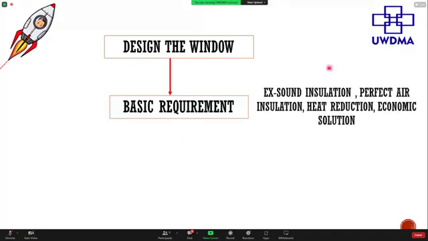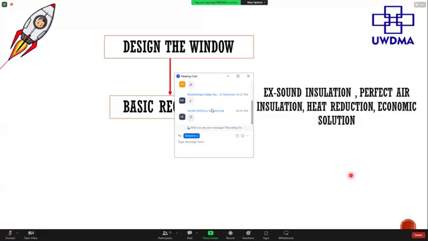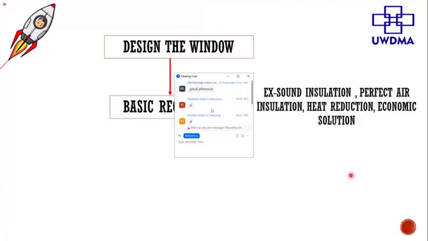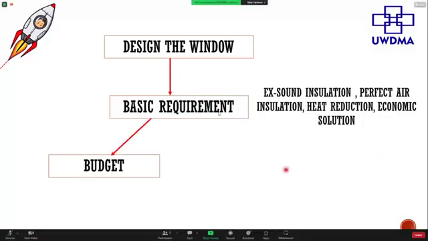For that you must know the basic requirements of your client. You can't suggest anything to your client, or just make anything according to you because you have an opening. That won't be preferred. So for designing a window, firstly you need to communicate with the client. You need to ask him what his priority is and what he wants out of those windows. For example, sound insulation, air insulation, heat reduction, whatever, or he wants cheaper, economic windows. So you have to first ask your client what his requirement is, and on that basis you can design a window.